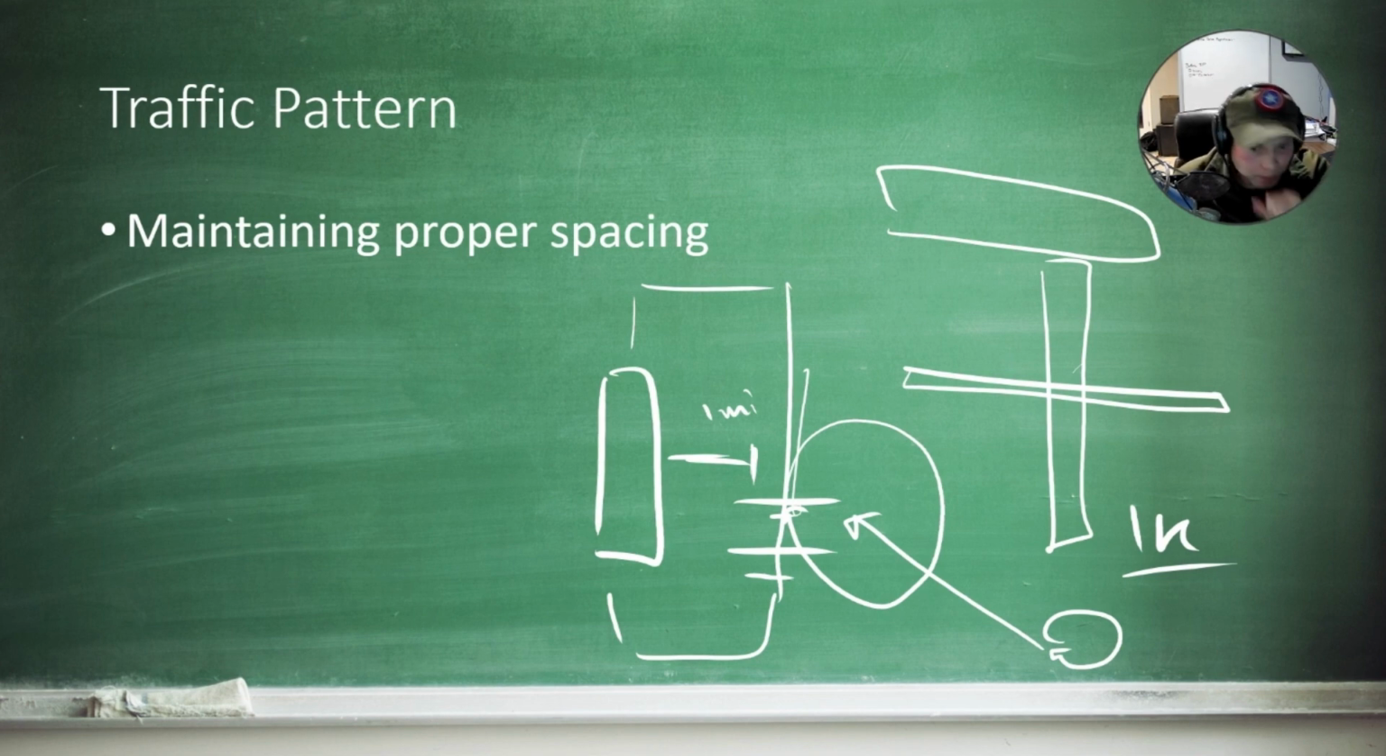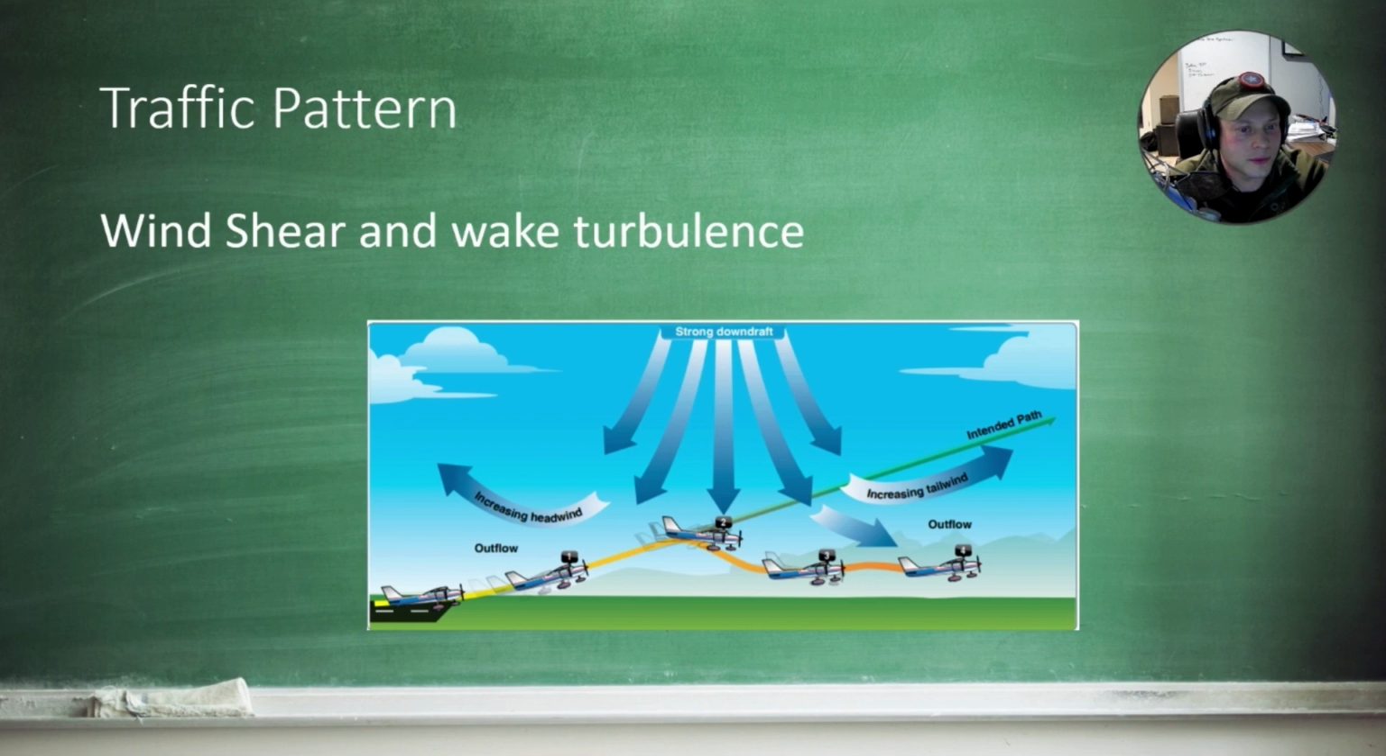Now, about here, you want to be at least a quarter of a mile, maybe half a mile out. This 45-degree angle is a good reference point as well. Yeah, cool. Now let's talk about wind shear and wake turbulence.